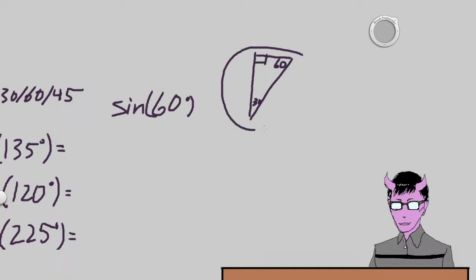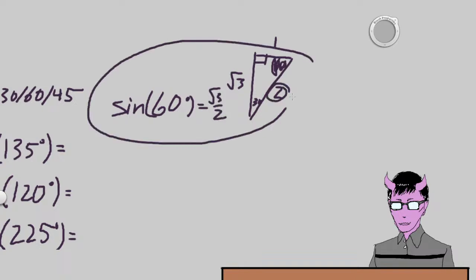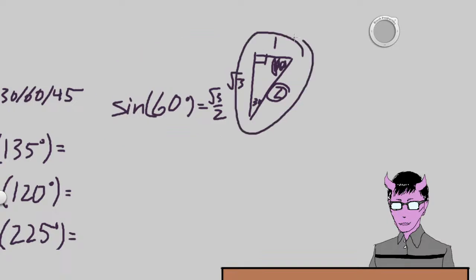What are the ratios of a 30, 60, 90? Smallest angle opens up to 1, medium angle opens up to root 3, 90 degree opens up to the 2 side. And now we can answer the question, right? So from this perspective, opposite is root 3, hypotenuse is 2. And that's how we answer this question. This is technically sloppy.